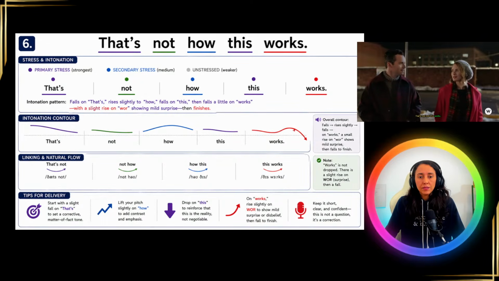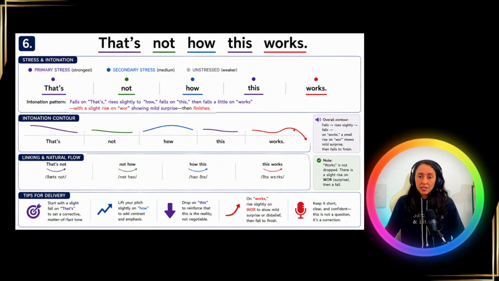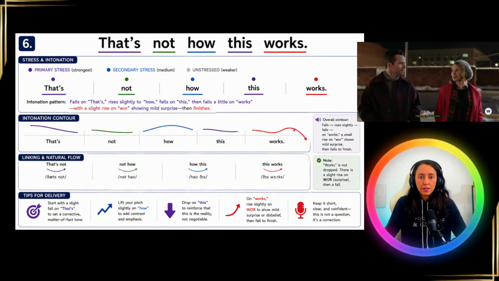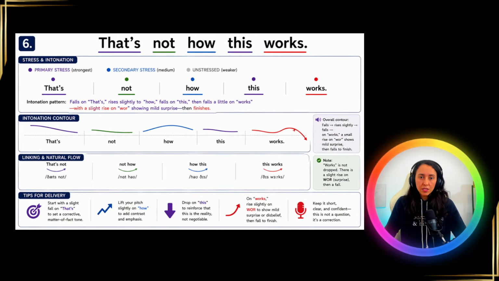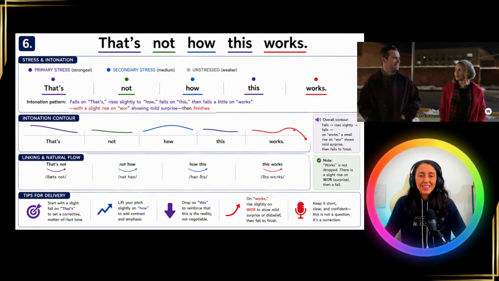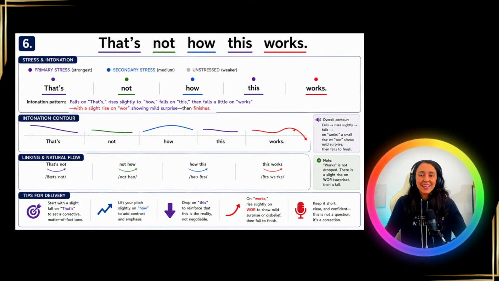That's not how this works. But she stays flat, even though her voice is really high pitched. She changes works. Okay? That's not how this works. I'm changing the high pitched, okay?